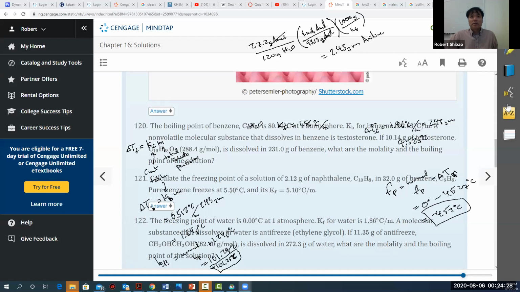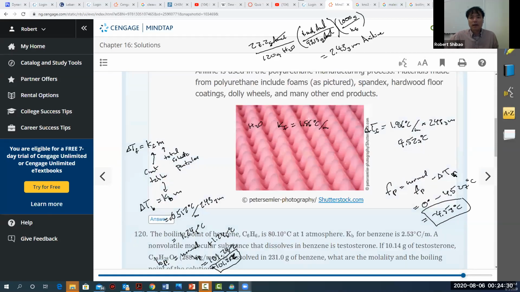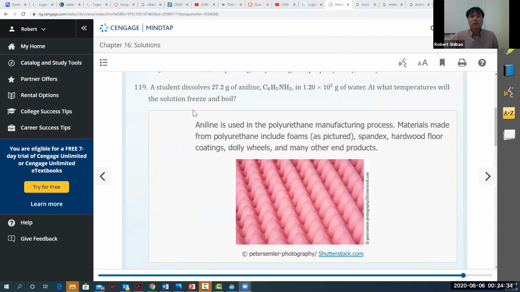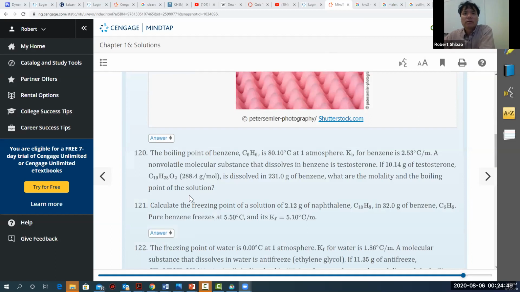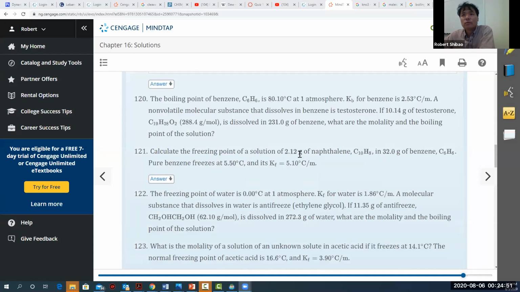All right, let's see what we got here next. Questions. Aniline is used in the polyurethane manufacturing process. Materials made from polyurethane include foams, spandex, hardwood floor coatings, dolly wheels, and many other end products. Calculate the freezing point of a solution of 2.12 grams of naphthalene, C10H8, and 32 grams of benzene, C6H6.